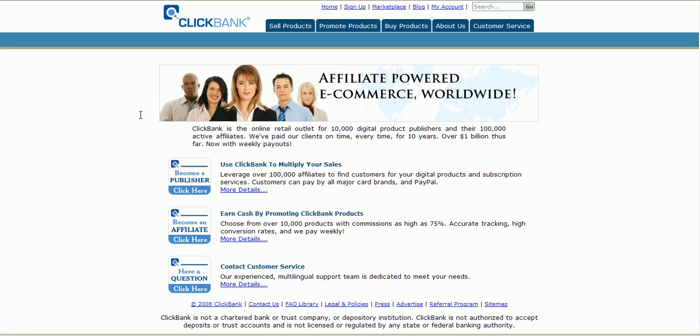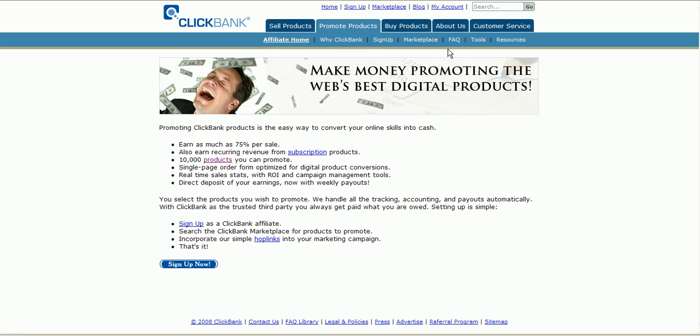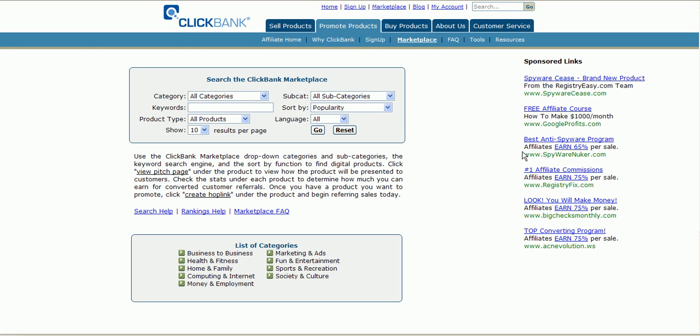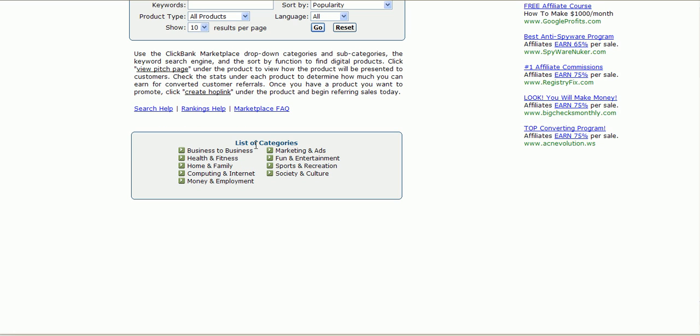So the first thing that you're going to want to do is go over to clickbank.com again and click on promote products. And over here in the second drop down window, you're going to click on marketplace. Now that you have clicked on Marketplace, you're going to see a page that looks something like this. It enables you to search ClickBank, or you can go under List of Categories. In my opinion, this is the easiest route to go because it's a quick way for you to identify niches to go into. You can see here where it has different niches.